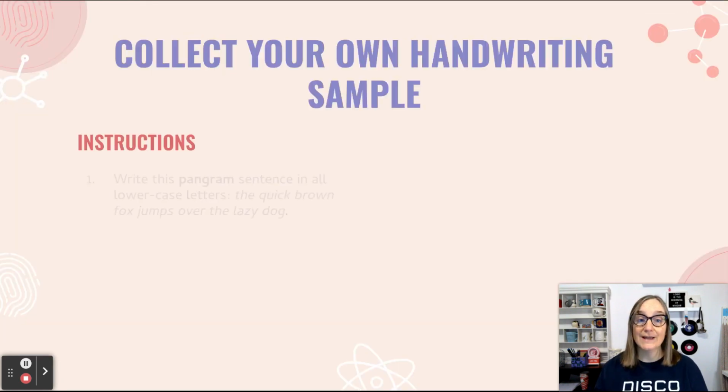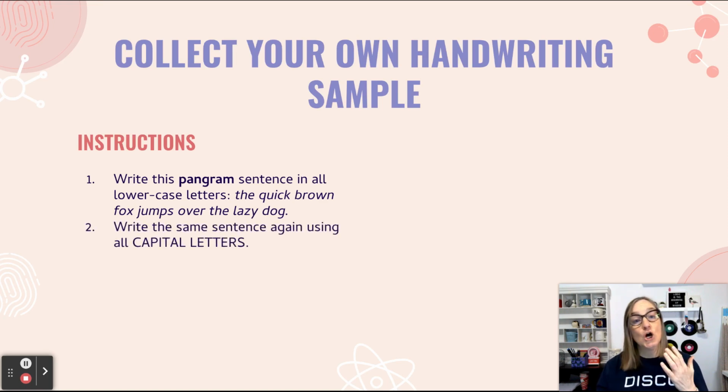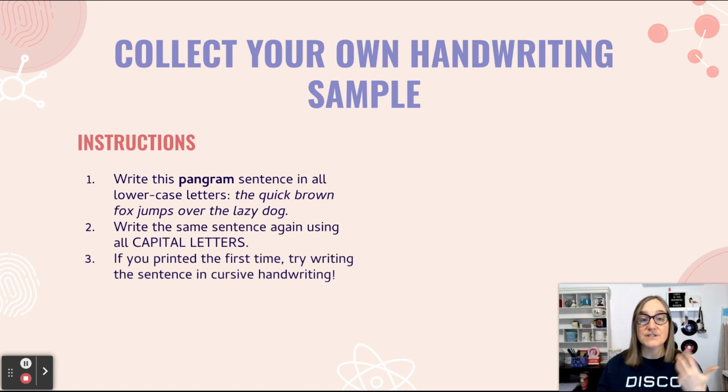To create your own handwriting sample, you'll write a sentence called a pangram out several times on a piece of paper. And a pangram is just a unique sentence that uses all the letters from A to Z at least once. A very common one is the quick brown fox jumps over the lazy dog. Suspects are asked to write the pangram in all lowercase letters, all uppercase letters, and just their standard writing to show how they make each of the letters in the alphabet.